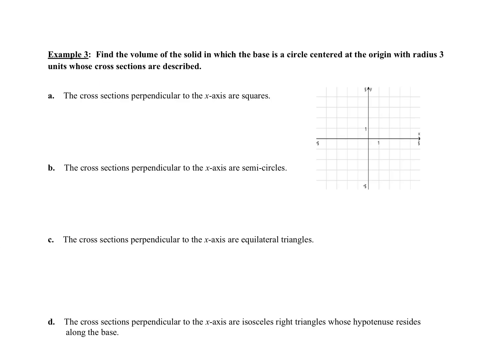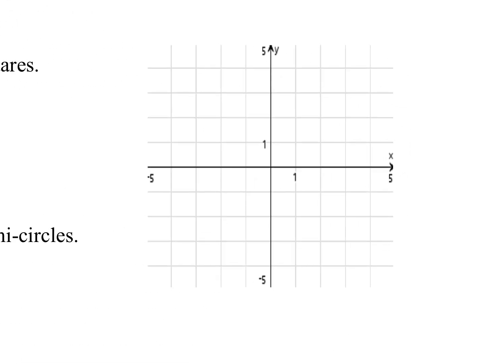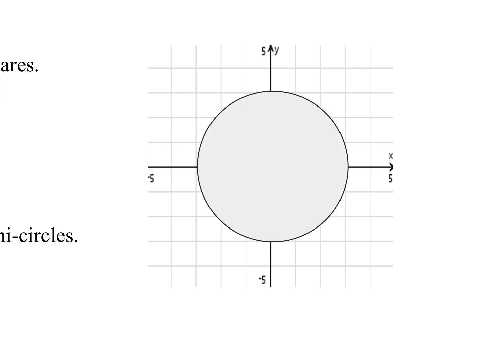So example 3 says to find the volume of the solid in which the base is a circle centered at the origin with a radius 3 units whose cross sections are described. Okay, so right here I'm going to go ahead and draw a circle with a radius of 3. And it is centered at 0, 0.